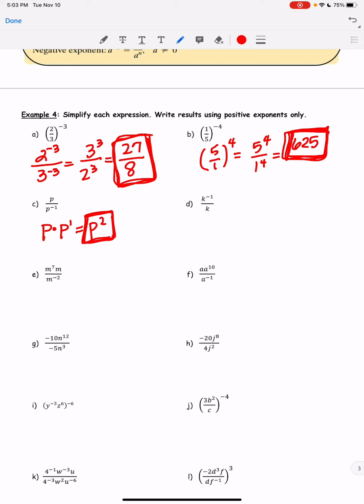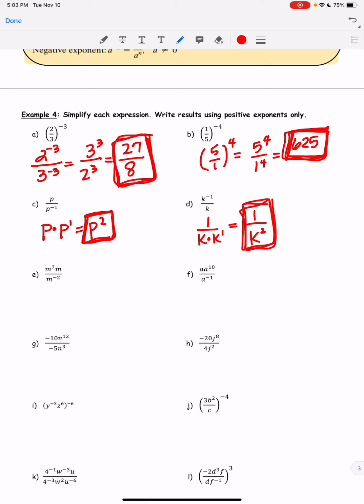Okay, same thing on D, but opposite. Now the top is negative, so it's going to go down, but this K is already positive, so leave it where it is. So this is going to become 1 over K times K to the 1st, right, when that gets moved down. Add your exponents, 1 plus 1 gives me 1 over K squared.